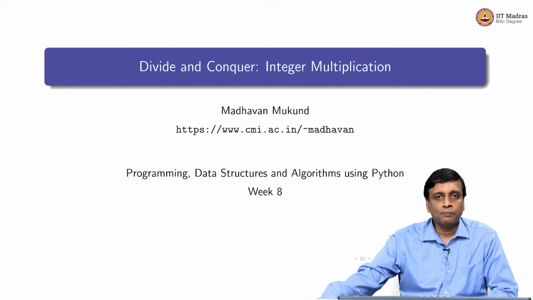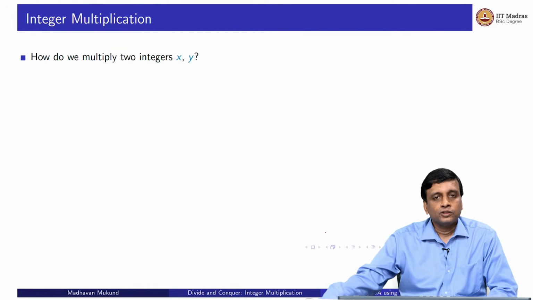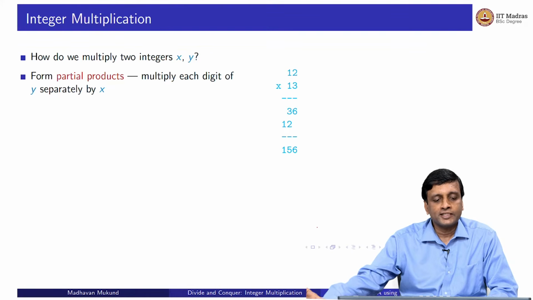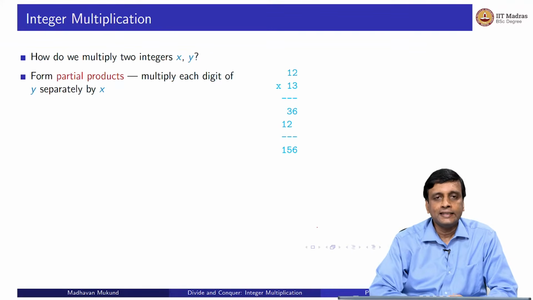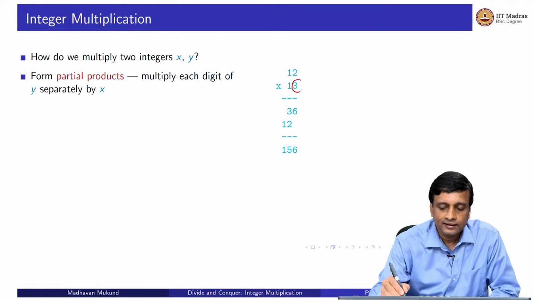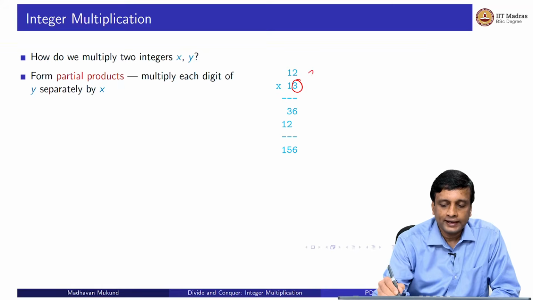So for our next example of divide and conquer, let's look at a very simple problem that we learnt in primary school, how to multiply two integers. The way we multiply two integers is to form these partial products. When we have two multi-digit integers, here we have two-digit integers, we are multiplying x by y.